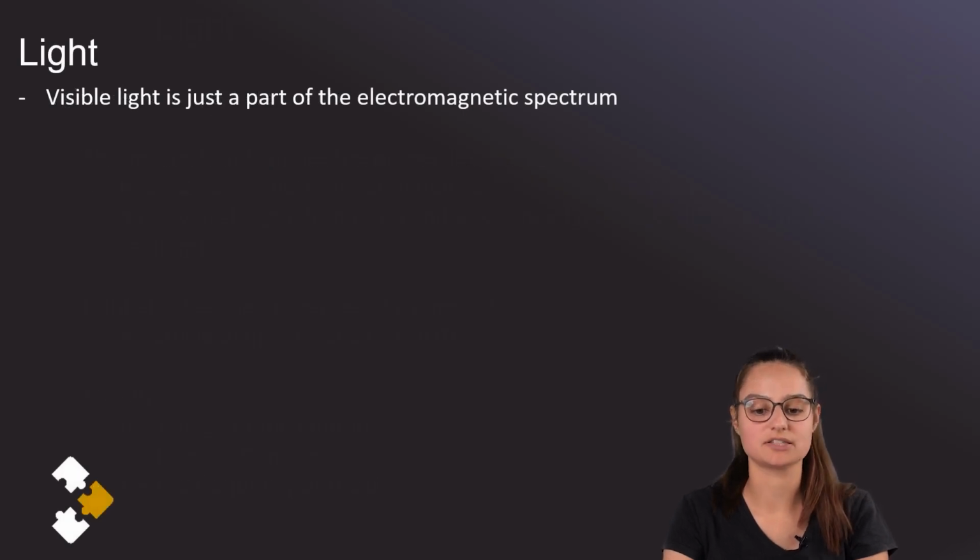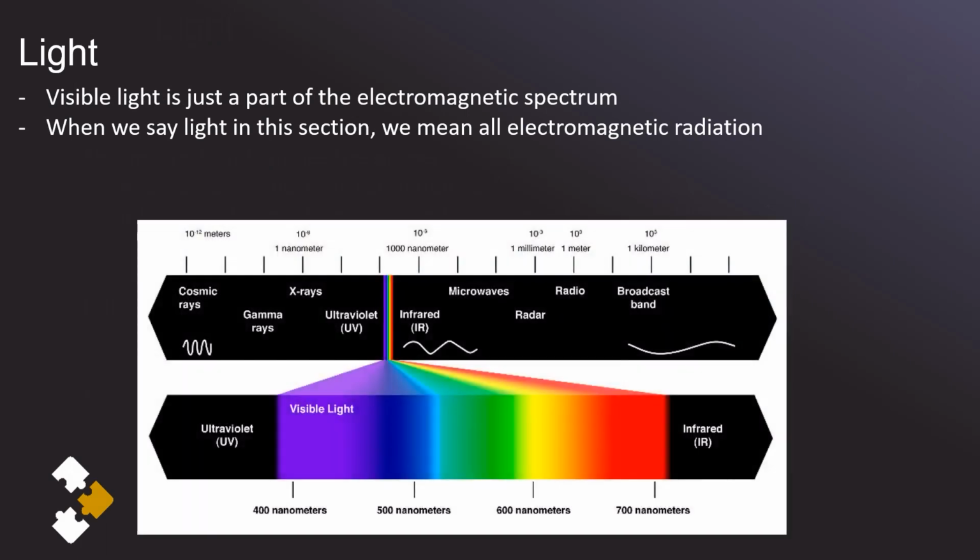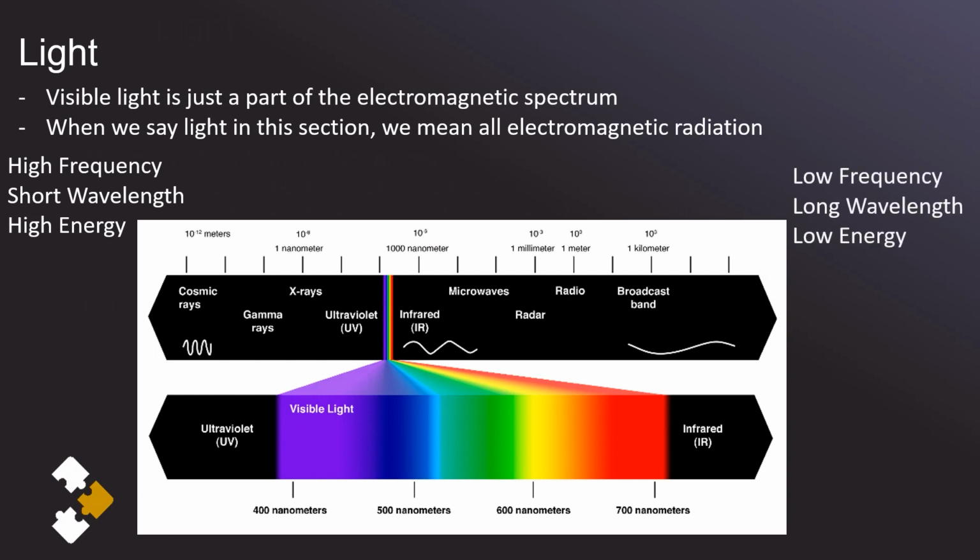Visible light is just a part of the electromagnetic spectrum, and when we talk about light in this section, we mean all electromagnetic radiation. So you can see here, there's visible light and where it falls on the electromagnetic spectrum. On the left-hand side, we have high frequencies and light with short wavelengths, which then have high energy. This includes waves like gamma rays, X-rays, UV. And on the right-hand side, you can see that we have a low frequency with a long wavelength, which means lower energy. And this is things like microwaves, radar, and radio.